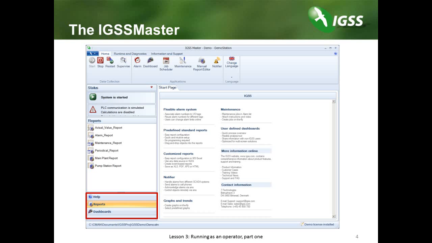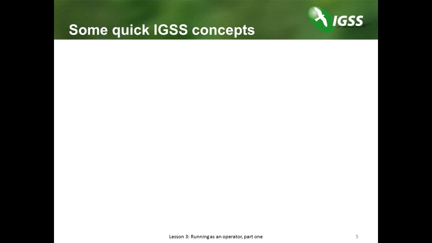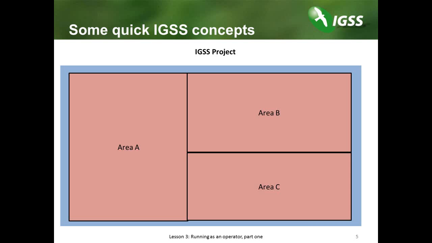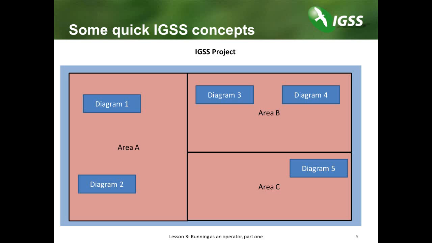Before we jump into the demonstration, I think it might be a good idea to talk a little bit about some key IGSS concepts, as I will be navigating the system using these concepts. An IGSS project is typically divided into a number of areas. Each area can contain a number of mimic diagrams. Each mimic diagram can contain a number of objects. The objects are our process components in the monitored process. Each area also contains the graphs for the underlying diagrams.